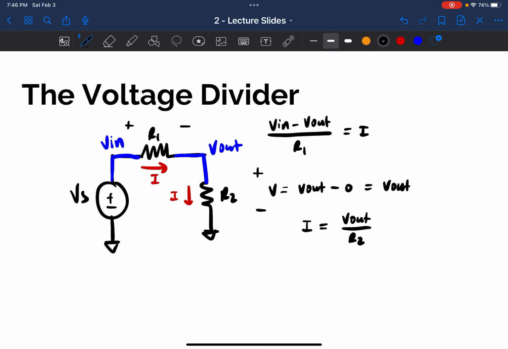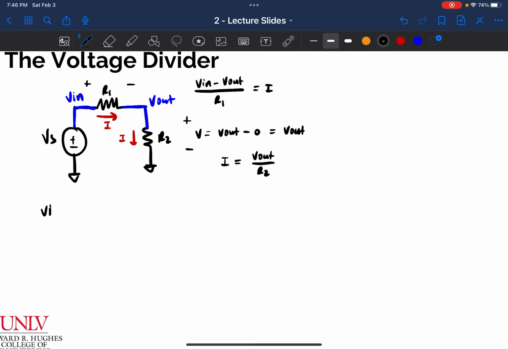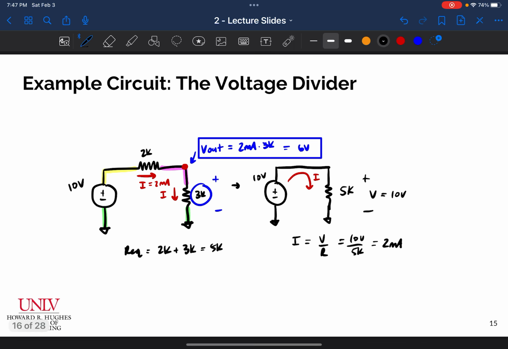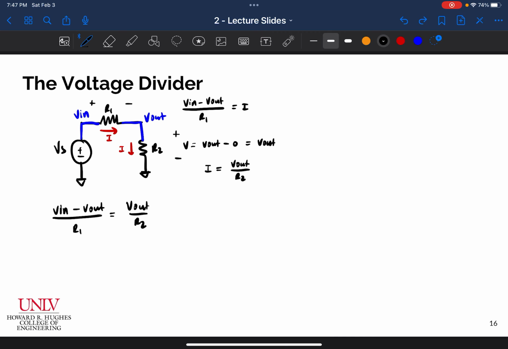Both expressions give me the current through the individual resistor that I'm talking about in that expression, but those currents are equal. So since this is I and this is I, I can actually set these two expressions equal to each other. And so that's exactly what I'm going to do. I'm going to say that V in minus V out divided by R1 is equal to V out divided by R2. And let's recall that the goal of the previous problem, the one that we talked about in the last video, was to determine V out, the voltage here at this node, right? So we're trying to find V out. So let's solve this expression for V out.